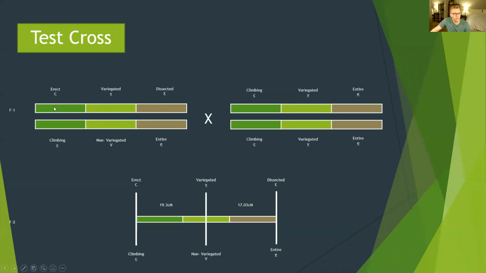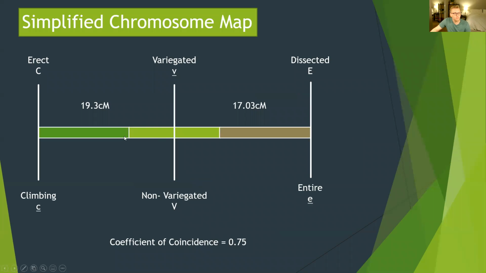Now, we want to do some probability calculations, so we need to do a test cross to tease out both of these chromosome combinations in our F1 generation. So we have that listed here in this simplified chromosome map. On one chromosome, we have erect, variegated, and dissected, and on another chromosome, we have climbing, non-variegated, and entire.